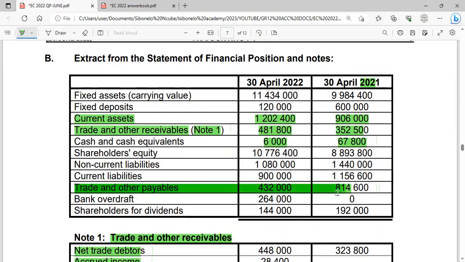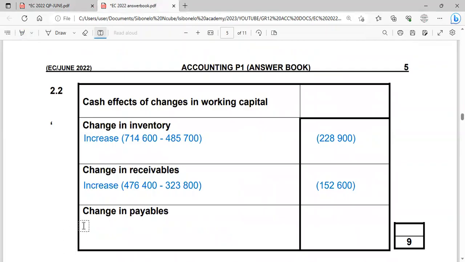So at the beginning of the year, we were owing our suppliers, our creditors, a balance of 814,600. And then at the end of the year, we are now owing them 432. So this means we have paid them. So this is an outflow. We were owing more and now we are owing less. The reason we are now owing less is because we have paid a certain portion of the debt that was outstanding. So there is a decrease here. So account payables has decreased.